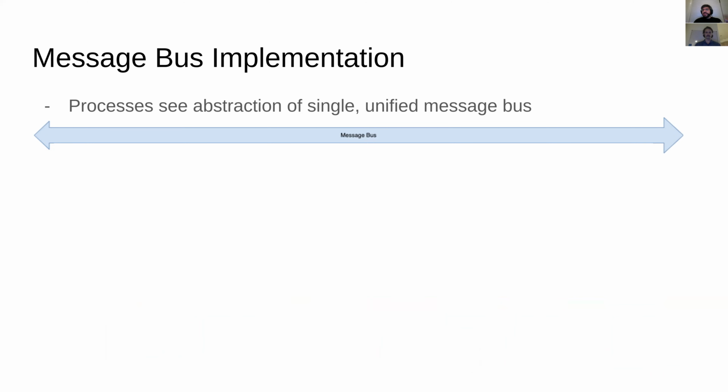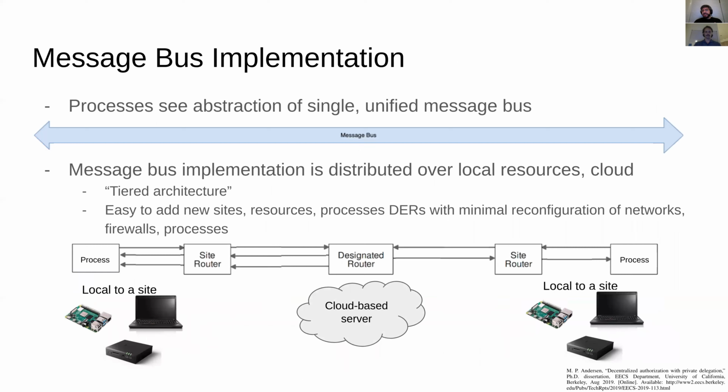And so what does this message bus actually look like? How is that implemented? While processes just see the abstraction of a single unified message bus, underneath the covers there's actually a whole distributed network that the message bus is built on top of. We call this a tiered architecture because, in contrast to most traditional PubSub networks where you just have one big process sitting up in the cloud that everyone talks to, we actually have local little routers that take care of sending messages within a local site or within a local area network, which is typically more reliable.